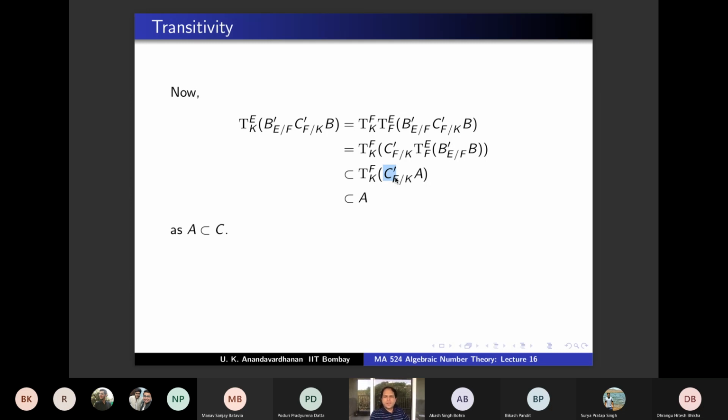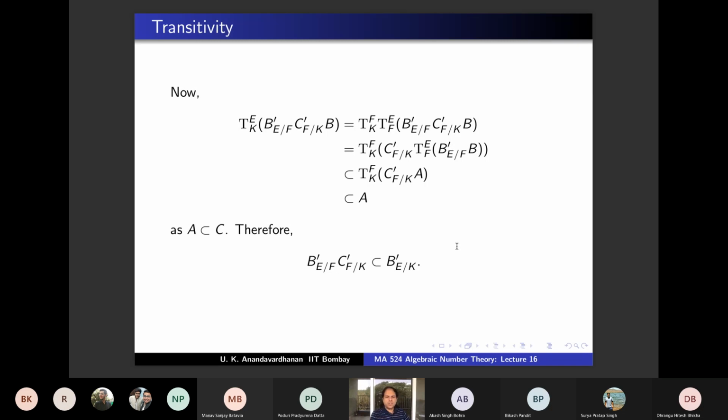So if you have an element here, correct, yeah. So A is contained in C is fine because if you have an element here, then trace of xc is contained in A. So if you take anything from C here, then this product trace is contained in A. So A is contained in C. So if you take an element in A, then in particular it's in C, and therefore this is contained in A. So that's okay. Therefore, what you have shown is this product is contained in B prime E over K.